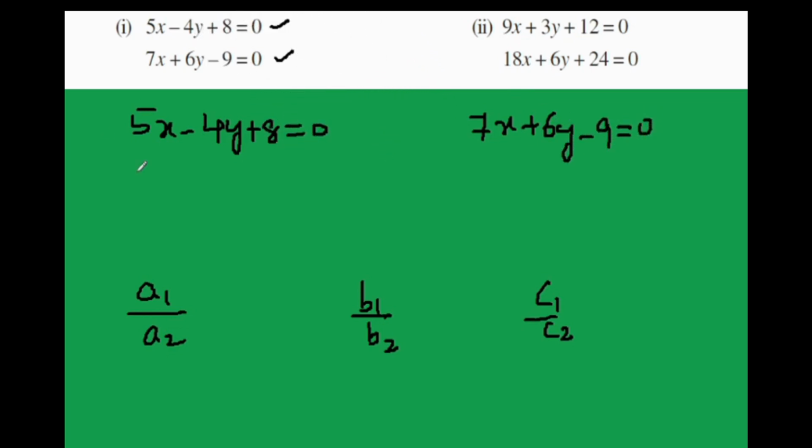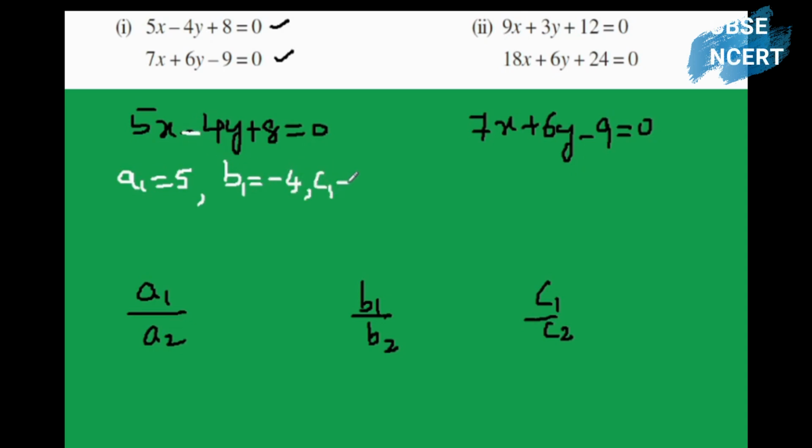So we already know that A1 is equal to 5, which is the coefficient of x, and B1 is negative 4. Whenever there is a negative symbol, you have to carry that negative symbol, students. And C1 is 8, a constant number. What is the x coefficient for the second equation, students? The second equation's x coefficient is represented by A2, which is given as 7. B2 is the coefficient of y, 6, and C2 is negative 9. I already told you, the negative is there, we have to bring that.